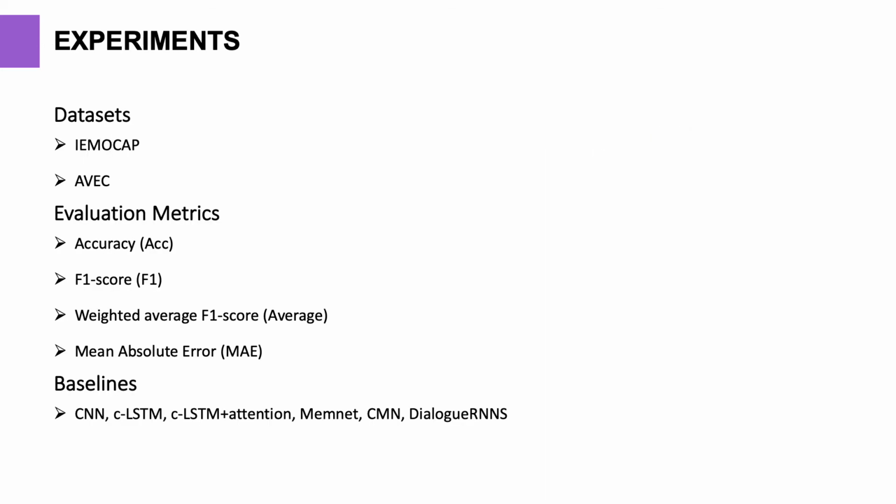We perform experiments on two benchmarks, IEMOCAP and AVEC. They are multimodal datasets involving two-way dynamic conversations. In this paper, we only focus on using the textual modality to recognize emotion. We use accuracy, F1 score, and weighted average F1 score as evaluation metrics for the IEMOCAP dataset. Mean absolute error and Pearson correlation coefficient are used as metrics for the AVEC dataset.